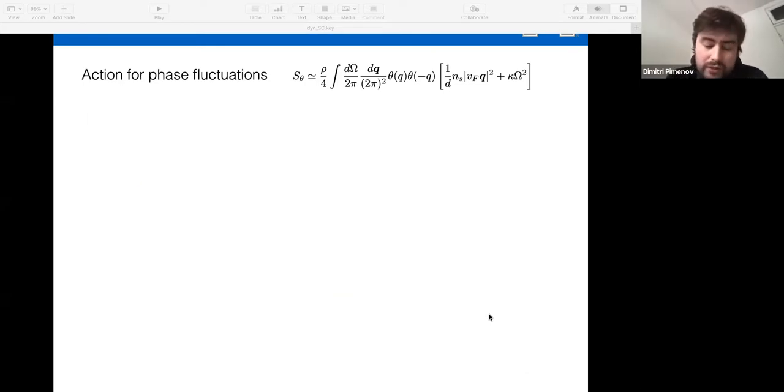Now, one other interesting thing in this context is the behavior of the phase fluctuations. We already had the superfluid density as a player a couple of times in this session. I can write down an action for the phase fluctuations, and the superfluid density appears as a coefficient. Here, Q_A is the total momentum of a Cooper pair.